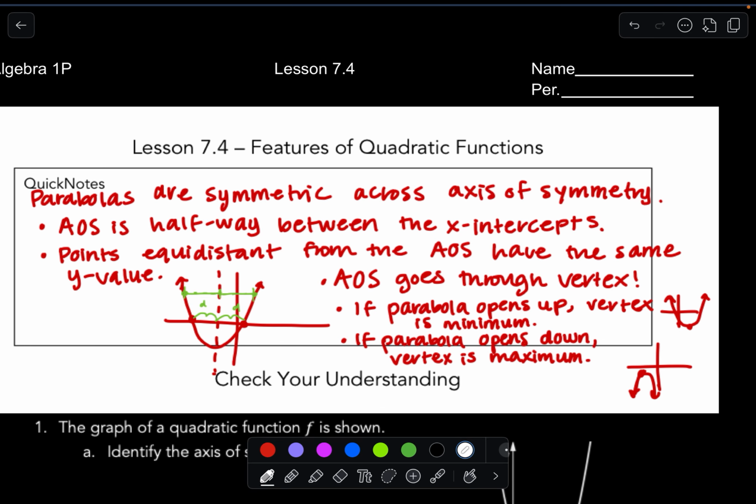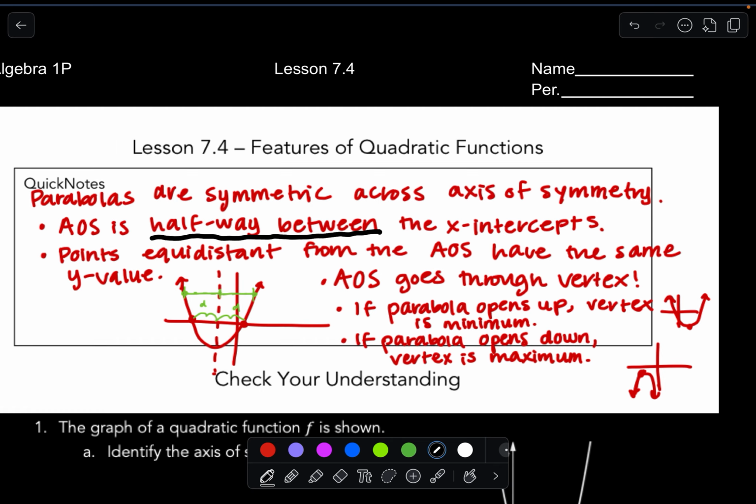All right? So here it is. Quick notes. Parabolas are symmetric across the axis of symmetry. That means for a given output, it's the same distance away from the axis of symmetry on both sides, to the right and to the left. AOS is halfway between the x-intercepts. You're going to use that to help you figure out where the vertex is sometimes. Points equidistant from the axis of symmetry have the same y value. The AOS goes through the vertex, that's important.